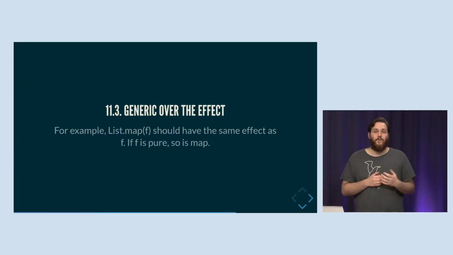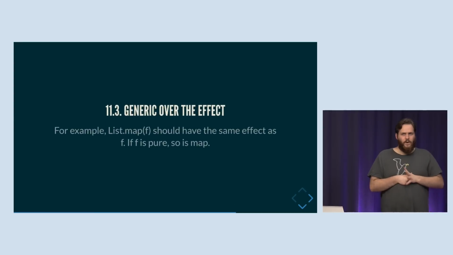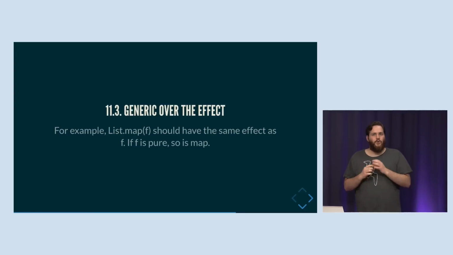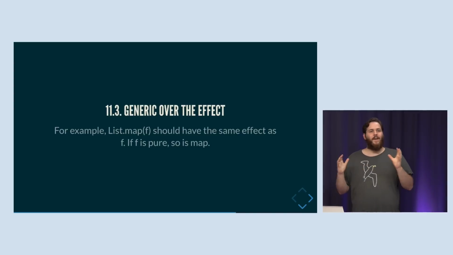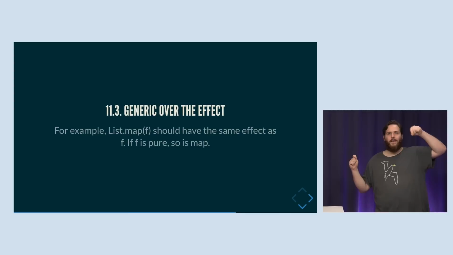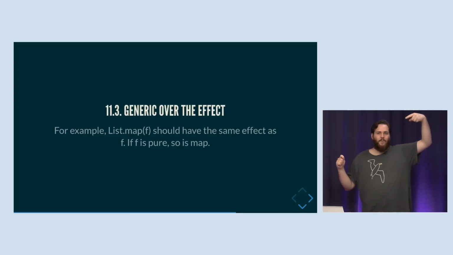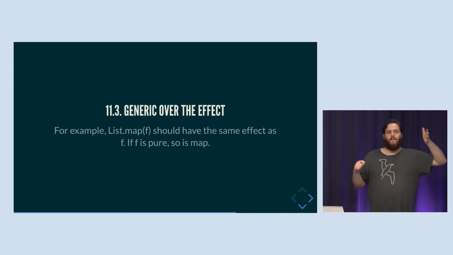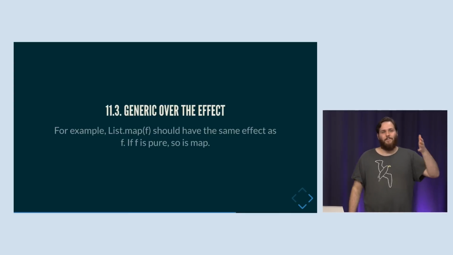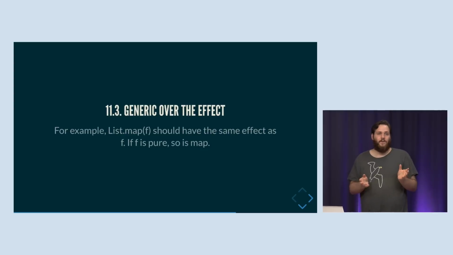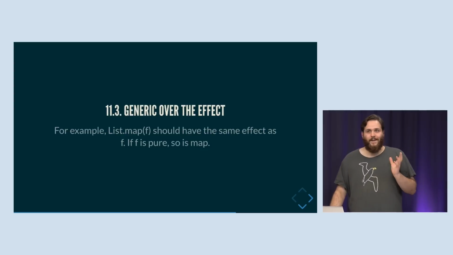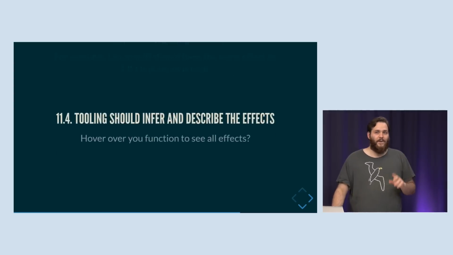To make this useful, you would need to be generic over the effect. If I have something like a list.map, which usually takes a pure function as a parameter, sometimes I would really like to print a debug log from in there or something like this. I would like to be able to annotate the function that I'm mapping with some kind of effect, and then the list.map would have that same effect. So list.map would have some kind of generic effect depending on what function I pass to it. That is obviously a little bit more complicated, but I would like to have it.